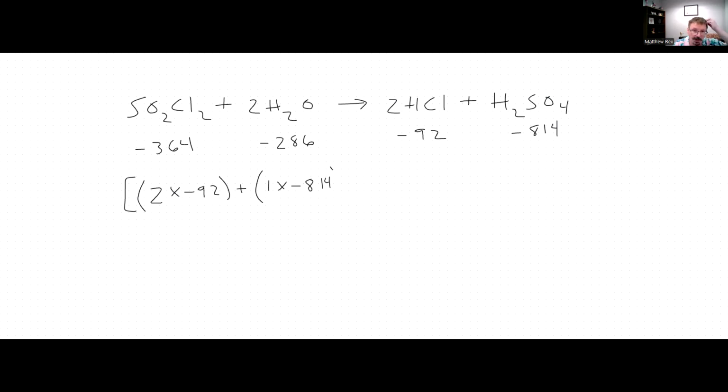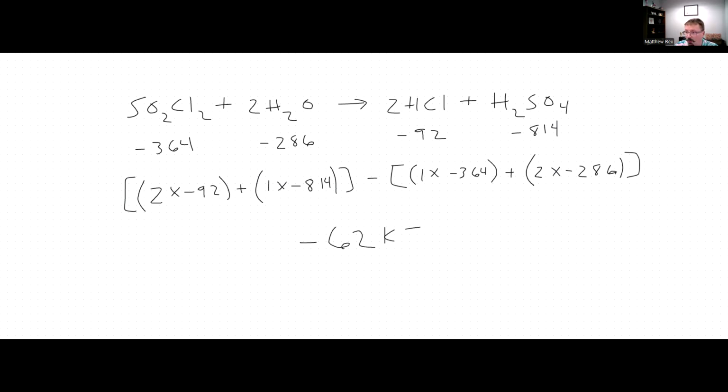And then from those, subtract our reactants. 1 times the negative 364 for the SO2Cl2. And then we have 2 of those waters, so we're going to multiply the negative 286 by 2. And we should get negative 62 kilojoules, or answer C.